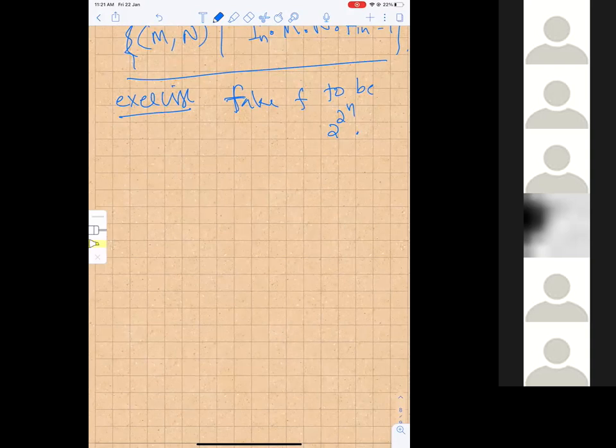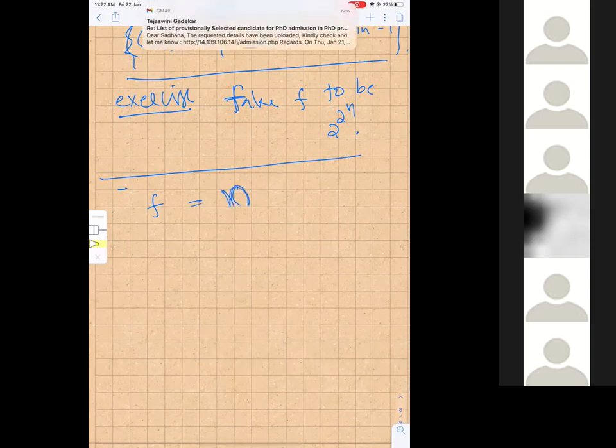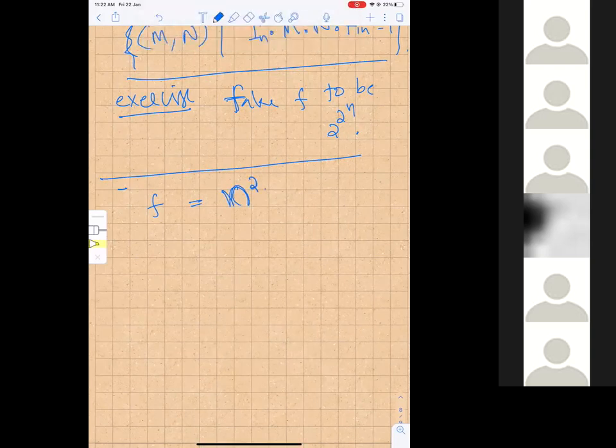What about f to be n square? This will need a slightly different idea. So basically, I'm looking at a language L_f equal to all u such that length of u equals length of w equals length of u square, and uw is in L.